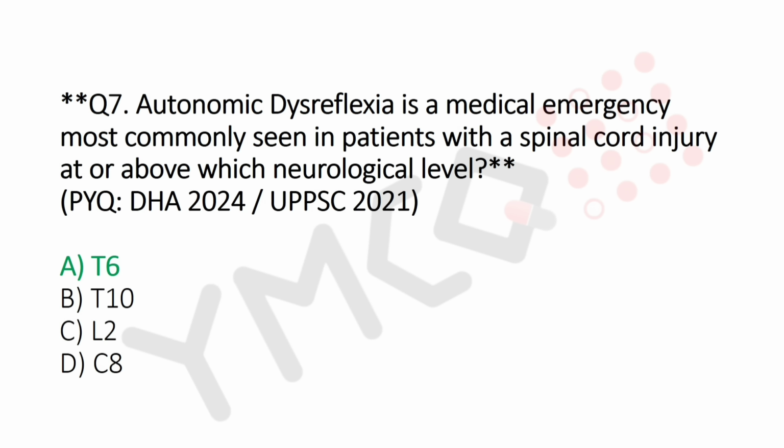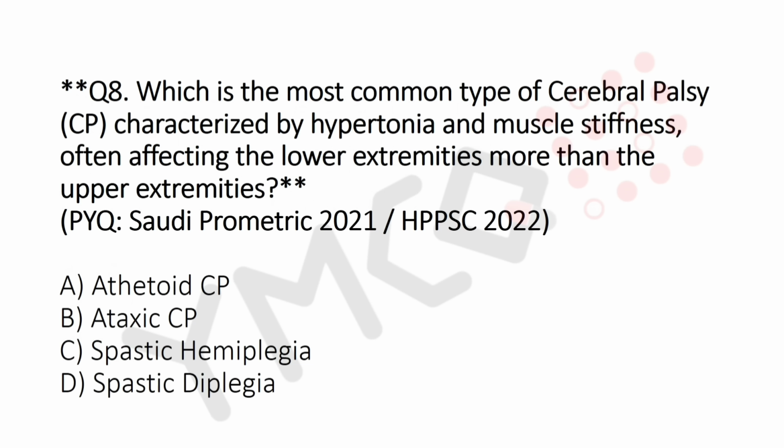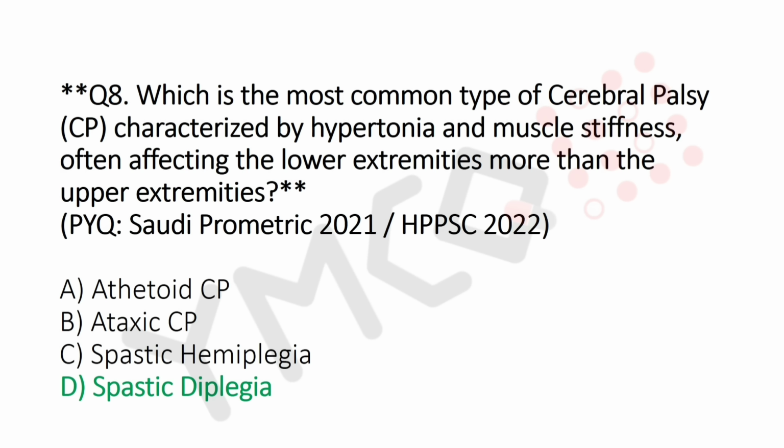Now let's move to question number 8. Which is the most common type of cerebral palsy characterized by hypertonia and muscle stiffness, often affecting the lower extremity more than the upper extremity? Option A athetoid CP, option B ataxic CP, option C spastic hemiplegia, option D spastic diplegia. And the answer is option D, spastic diplegia.